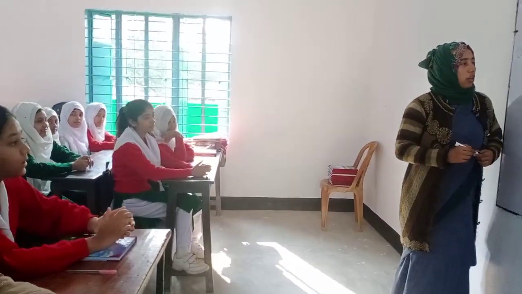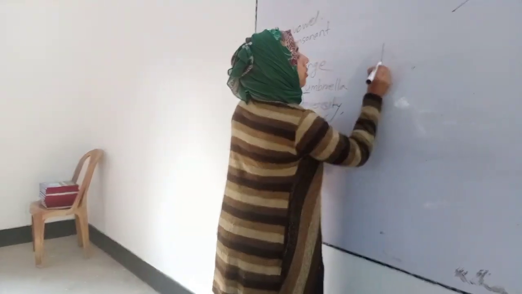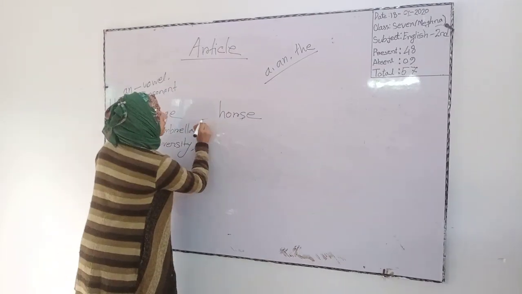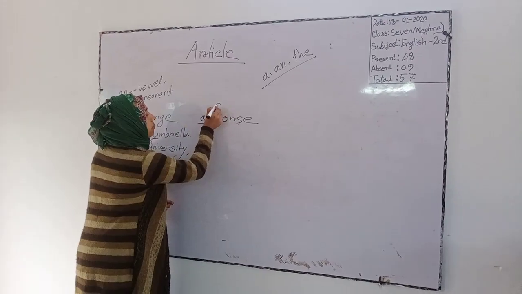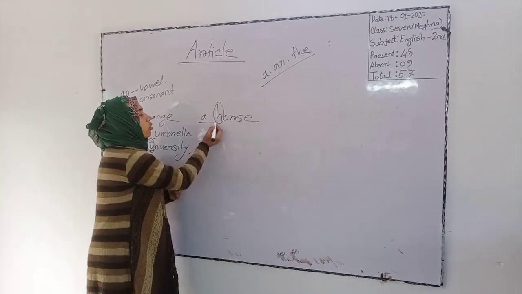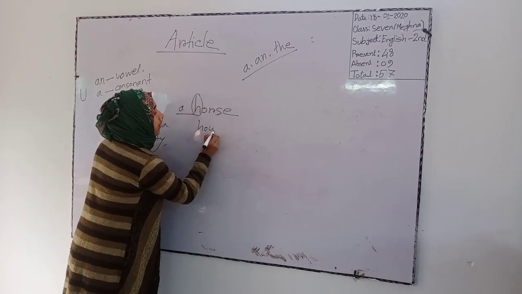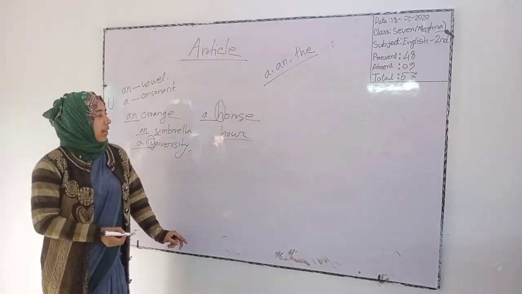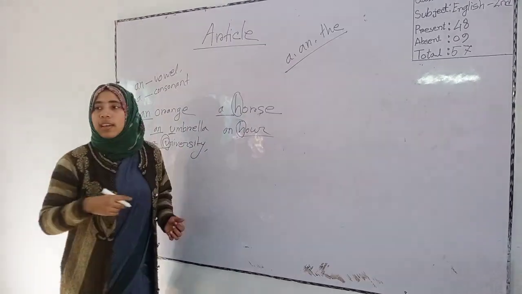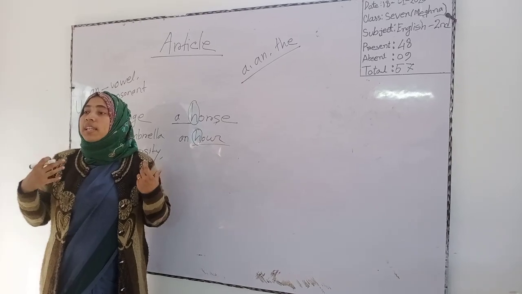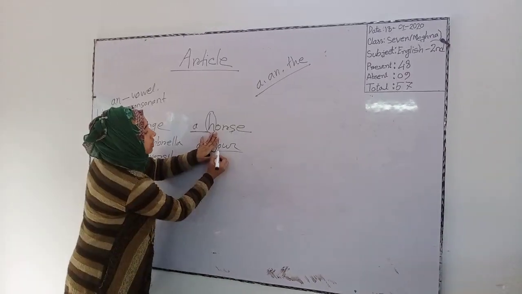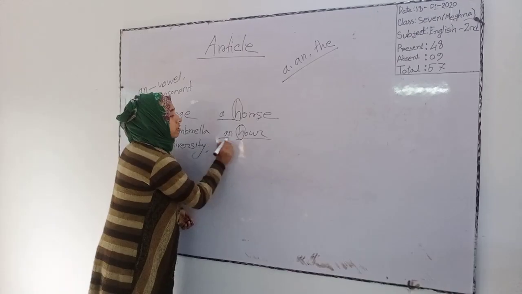Okay, my dear students, and look at another thing. What is this? Hard. And before hard, which article will be used? A, because H is a consonant and the sound is ha. Consonant sound, so we use A. But what is this? Hour. Here we use AN, because though the letter is H, the pronunciation is our. Here the pronunciation of H is hidden. We are saying our, so we will write AN here.